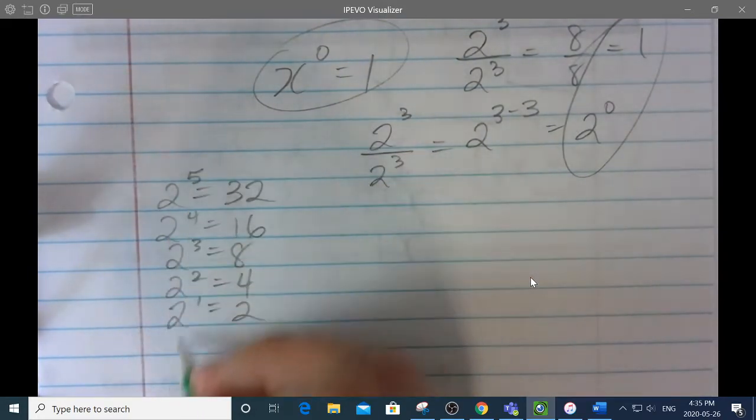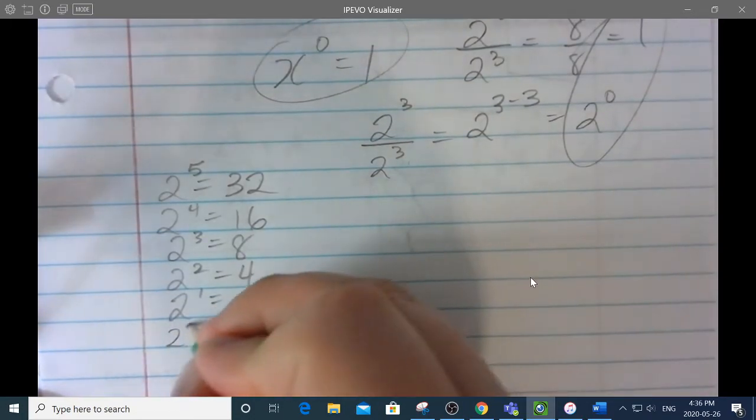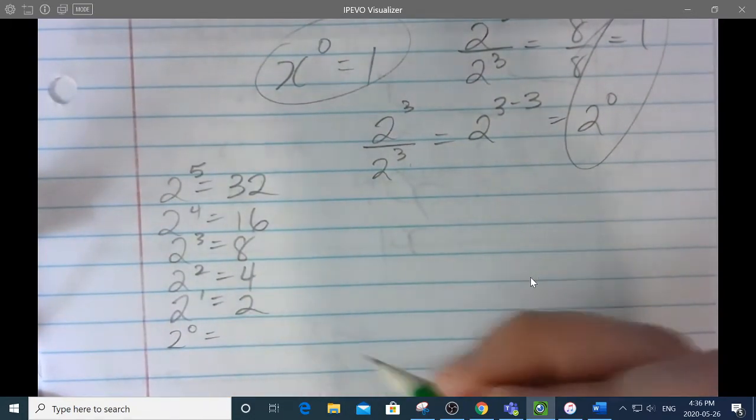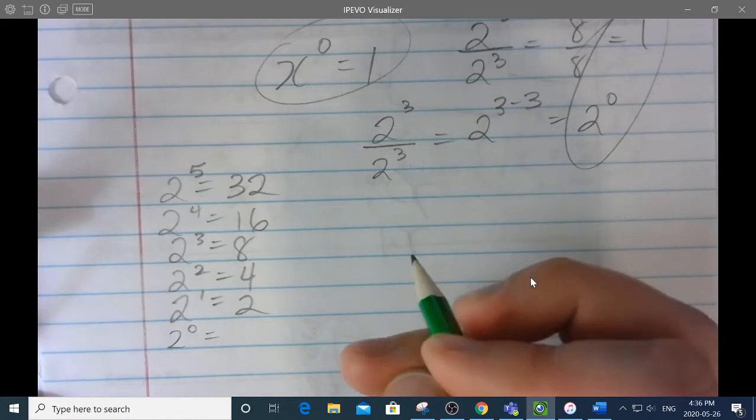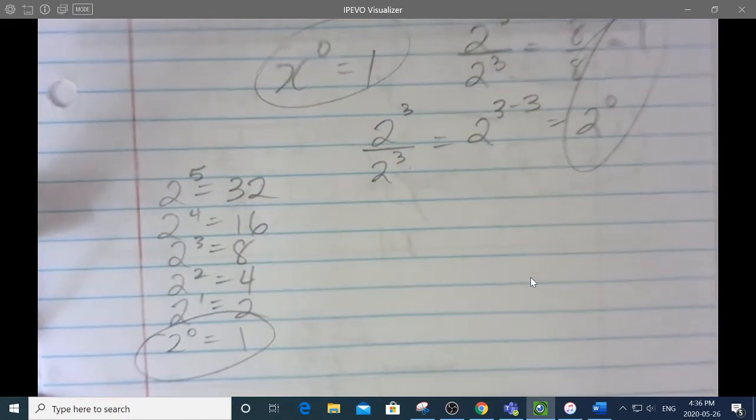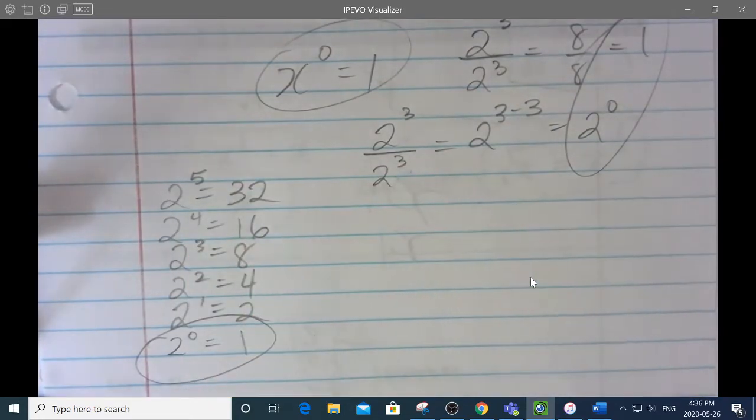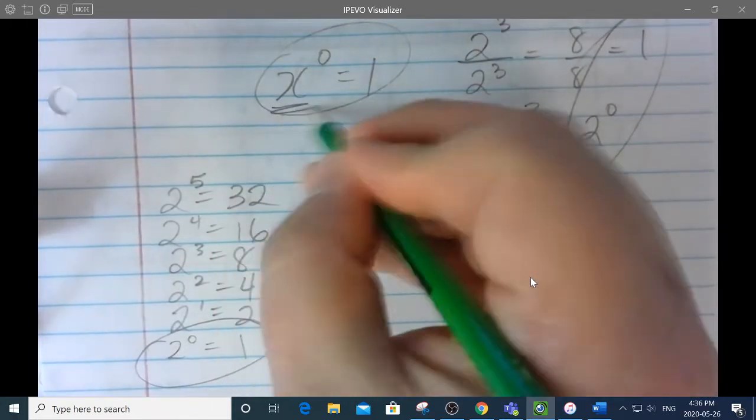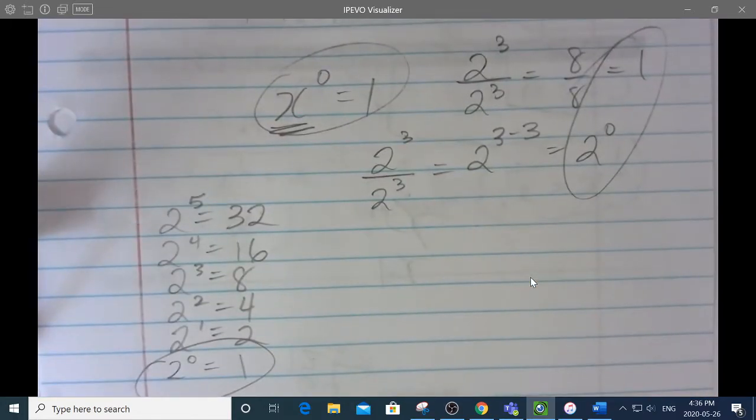Okay, keep the pattern going on the left. According to my pattern, the next number is not 0, it's half of 2. Half of 2 isn't 0, it's 1. And 2 is an arbitrary number. I could pick any base I wanted and play this game. We could play with 5s, 10s, pi, any number you like. As long as you don't start with 0, anything to the power of 0 is 1.